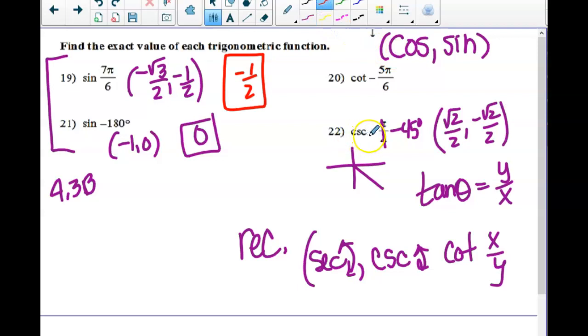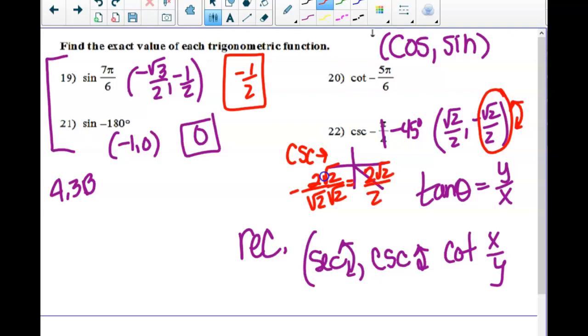So how do you find cosecant? You flip over which one? Flip over that guy. All right, so cosecant becomes 2 over negative square root of 2. Do you remember what those rationalize to always? You get 2 square roots of 2 over 2, which is just negative square root of 2. That's a hot mess of work. Sorry.